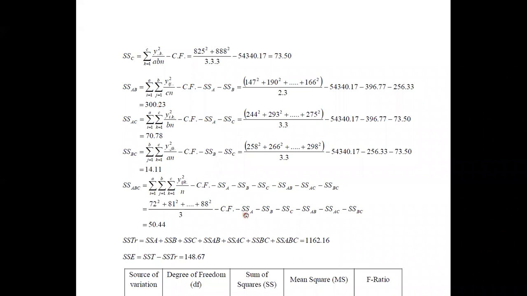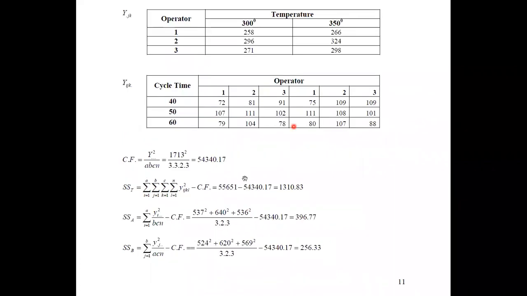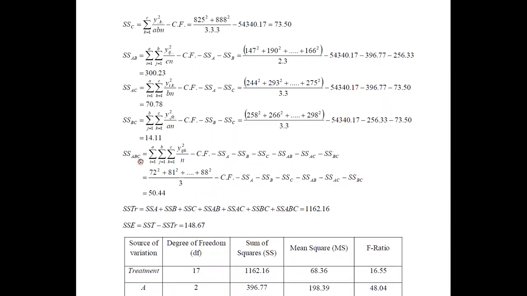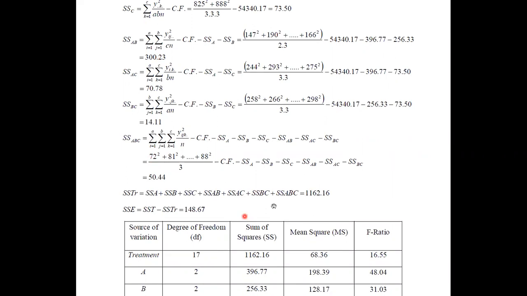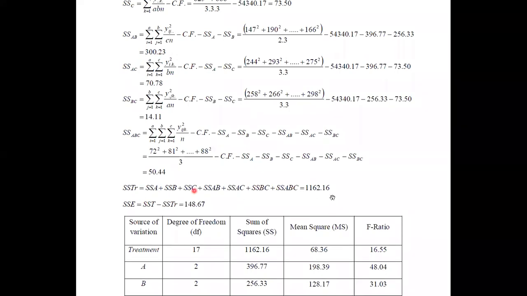Likewise, using these table values, you can take the value for the three-way interaction. Therefore, this is how we are performing the calculation to obtain the ANOVA table. After obtaining these interactions, you can take all their summations to get the treatment. And the difference between the SS treatment and SS total gives 148.67 once you do the substitution. Then you can get it as the value for SS error.